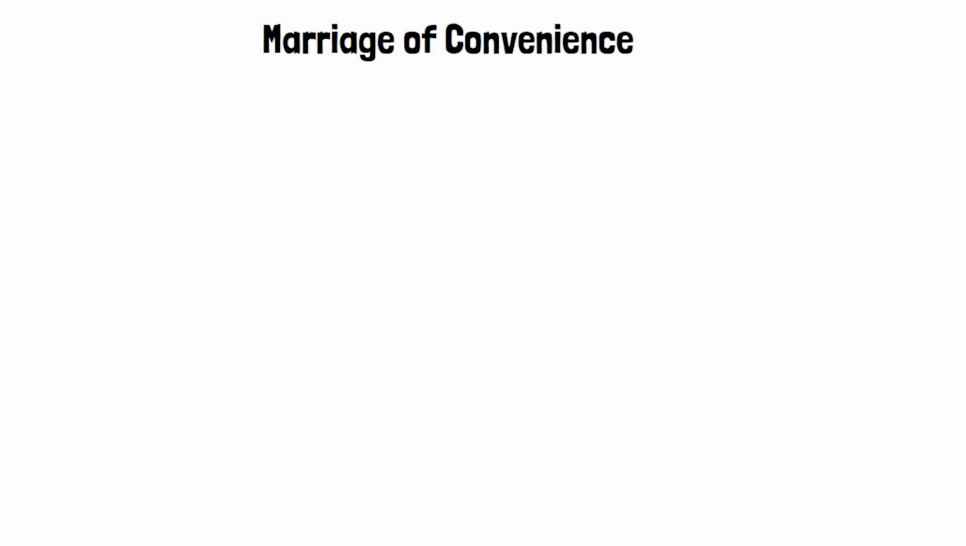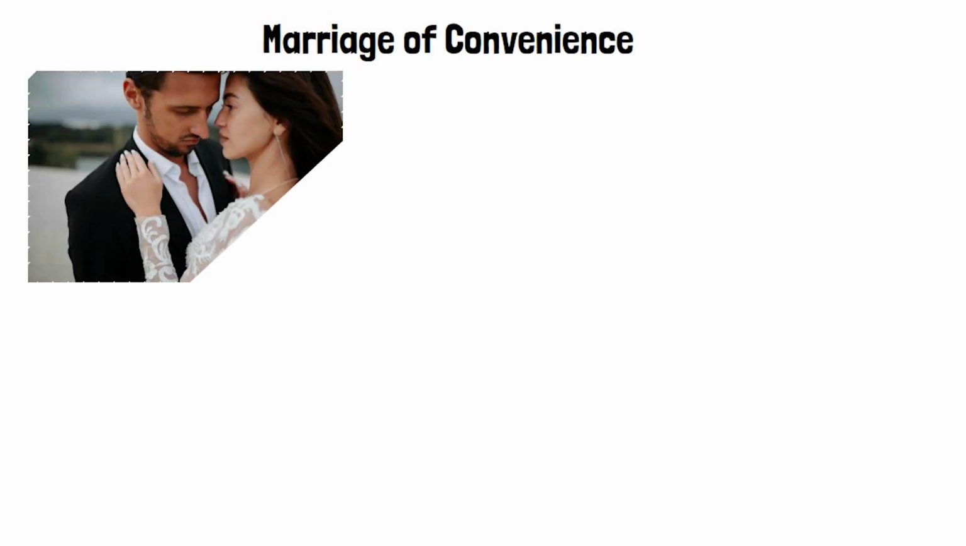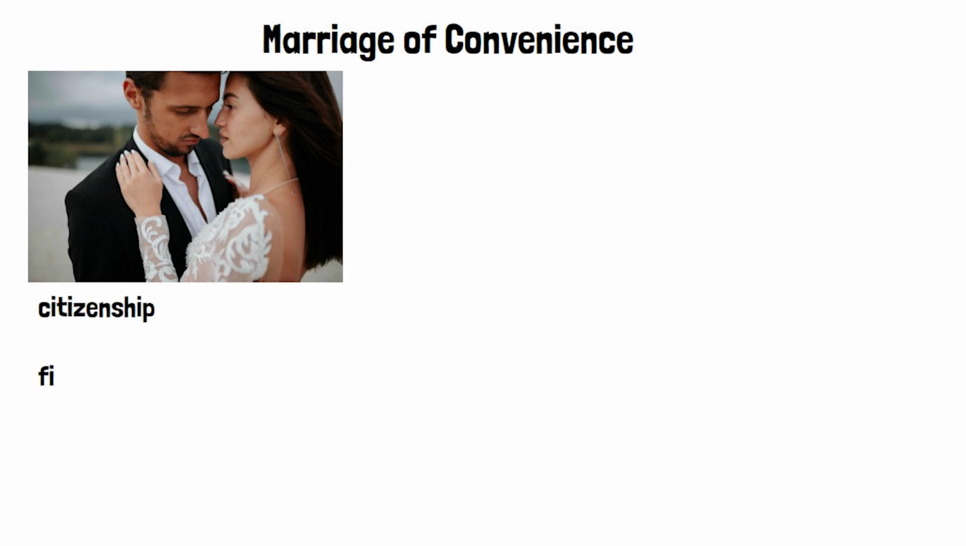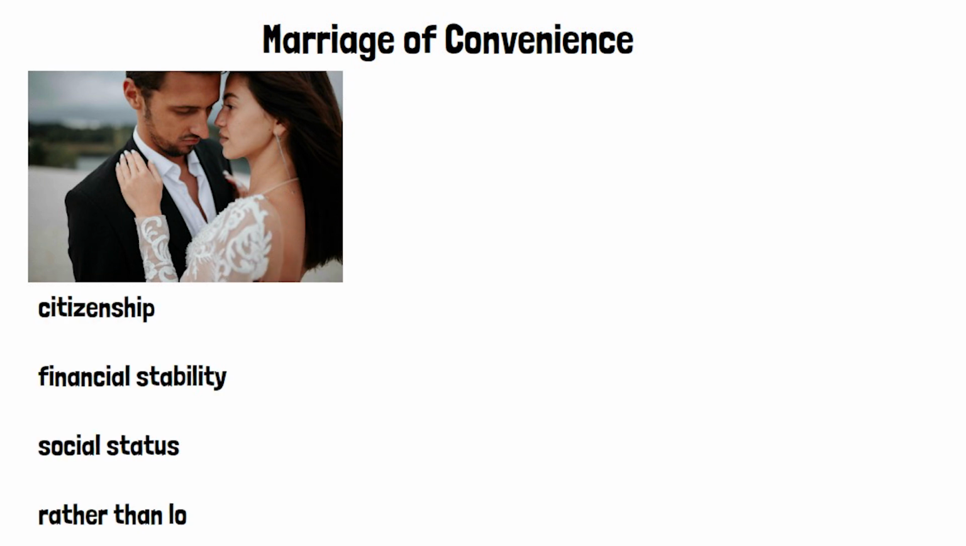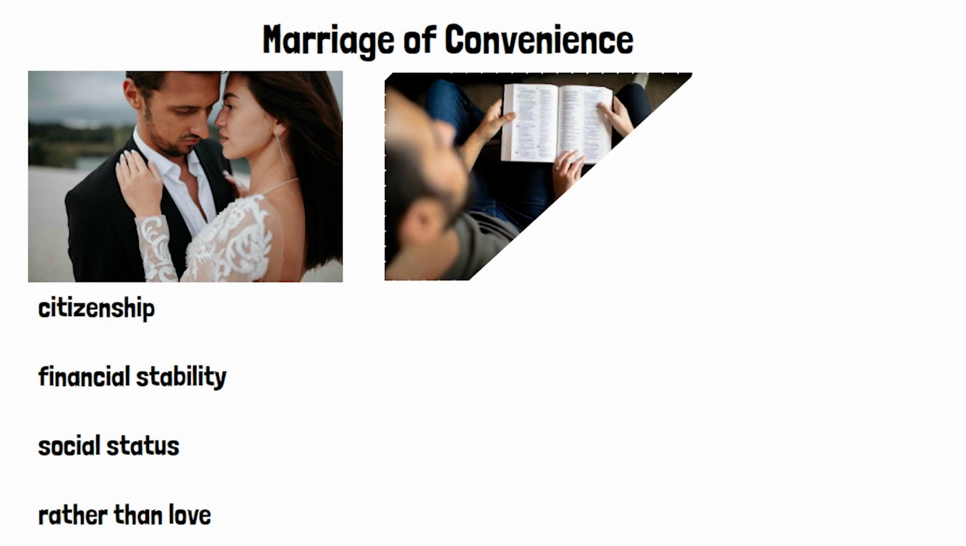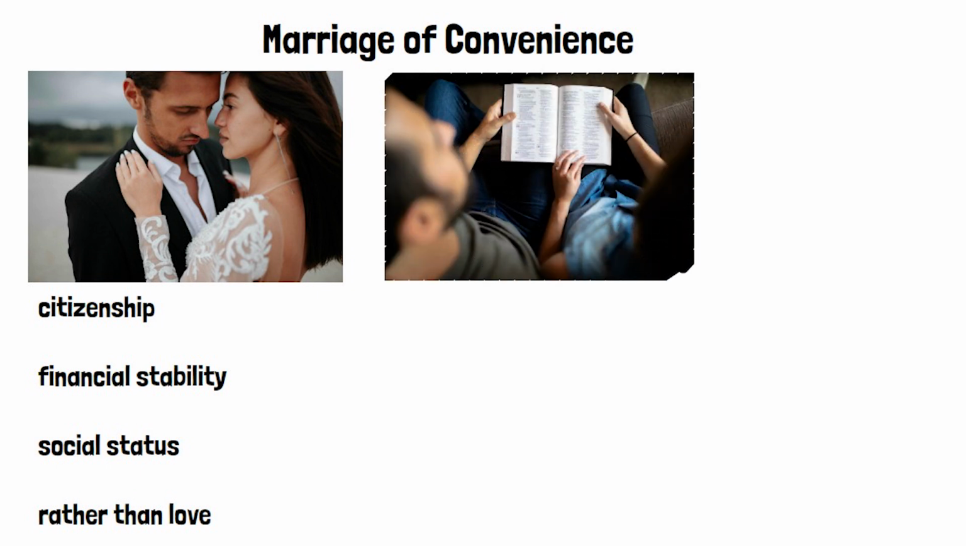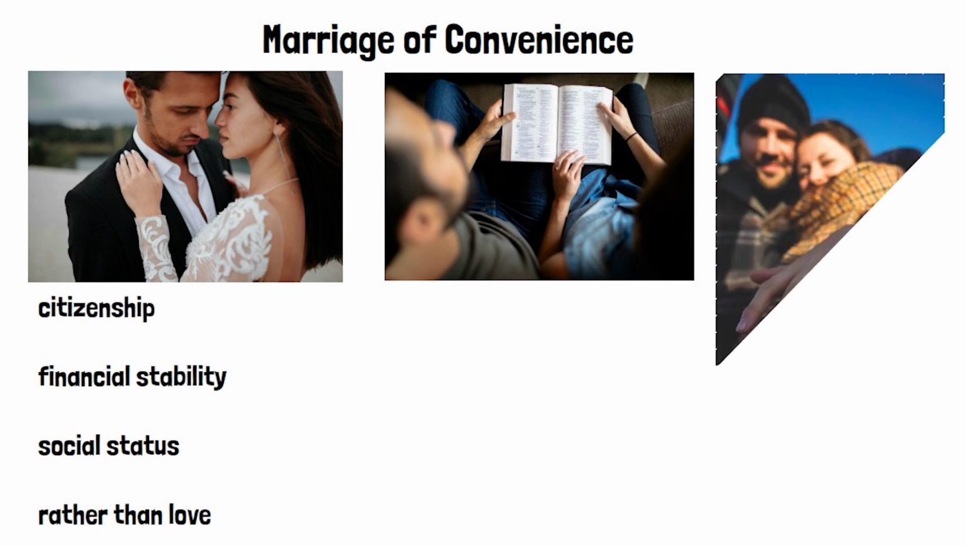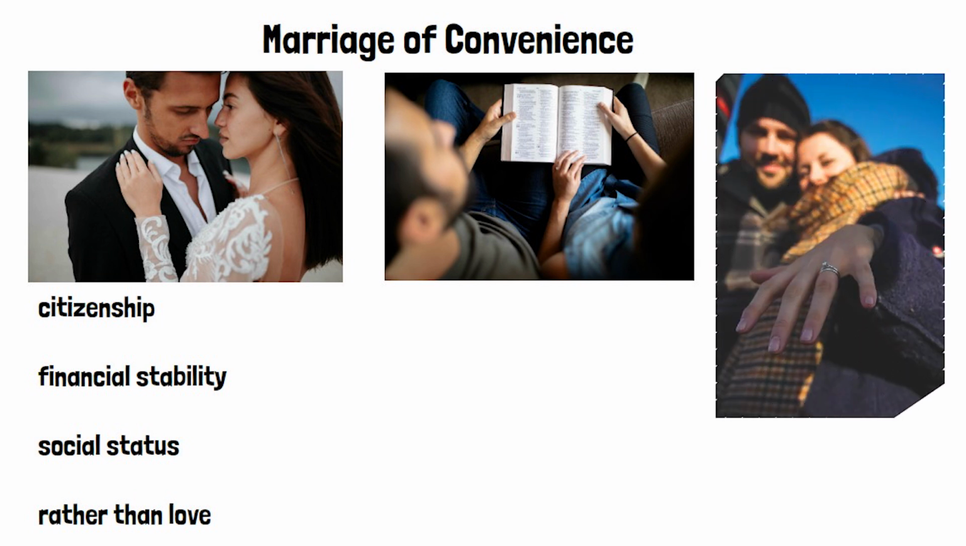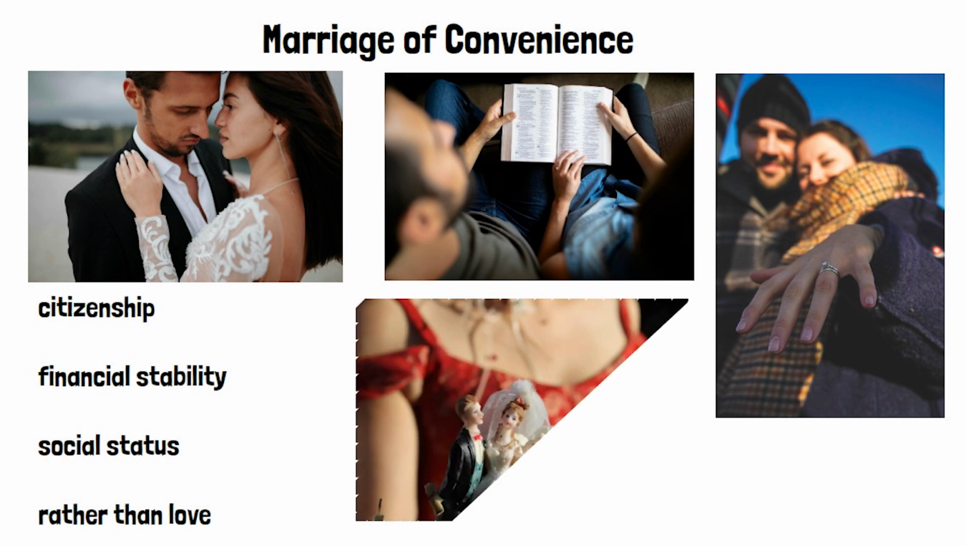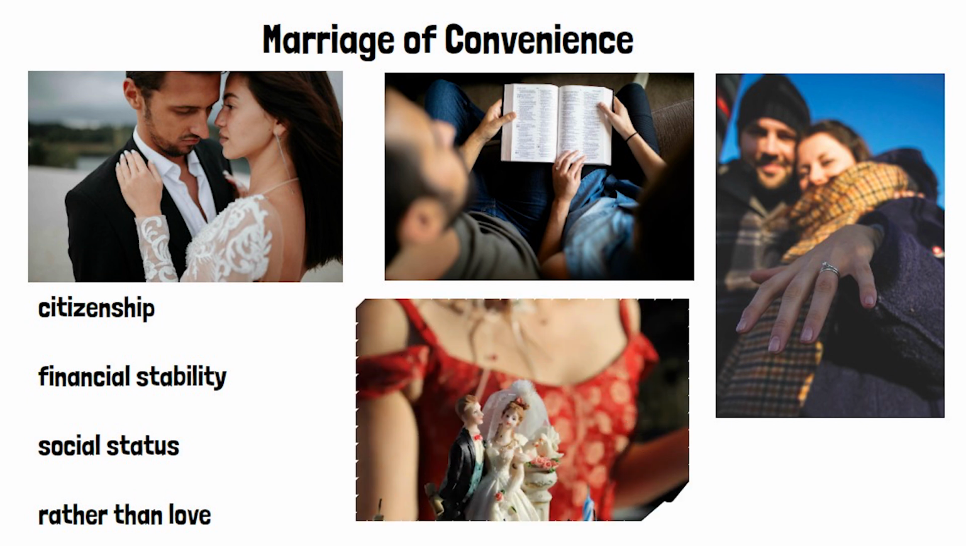Marriage of convenience. A marriage of convenience is a practical union motivated by benefits like citizenship, financial stability, or social status rather than love. While lacking romance, it can fulfill specific needs or goals. In some cases, these marriages may evolve into genuine partnerships based on mutual respect and understanding, while in others, they may remain transactional arrangements. A marriage of convenience is legally recognized if all requirements are met, though motivations may vary.